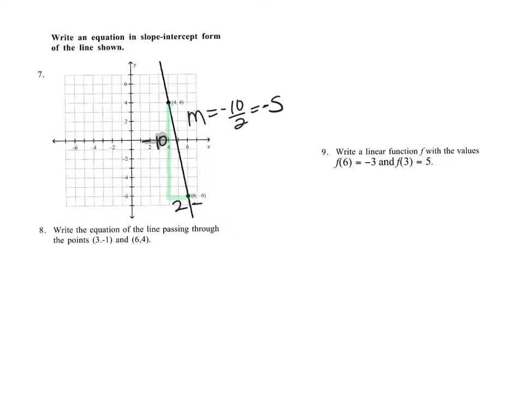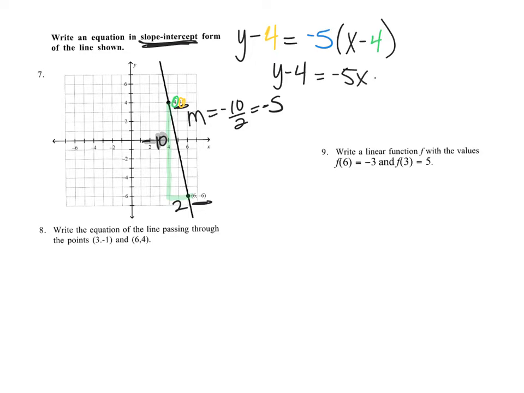And I can use either point, okay? It doesn't matter which one I choose. So we're going to do y minus y1, which is 4. I'm going to use this point, equals m is negative 5, times x minus x1, which is positive 4. And so now I want it in slope intercept form, so I need to distribute and get y by itself. So y minus 4 equals negative 5x plus 20, because you have to multiply negative 5 times x and negative 5 times negative 4. And then add 4 to both sides. So y equals negative 5x plus 24.